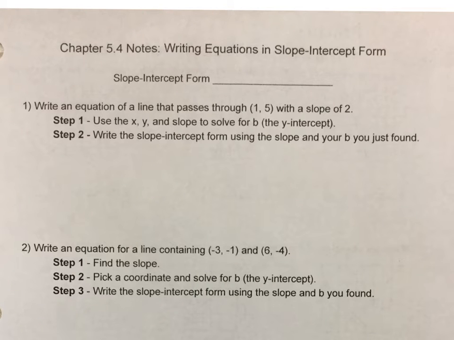Today you're going to practice writing equations in slope-intercept form different ways. We know that slope-intercept form is y equals mx plus b. M is the slope and b is the y-intercept.